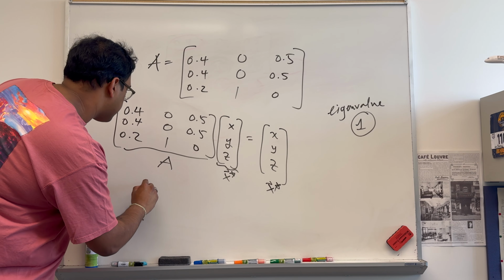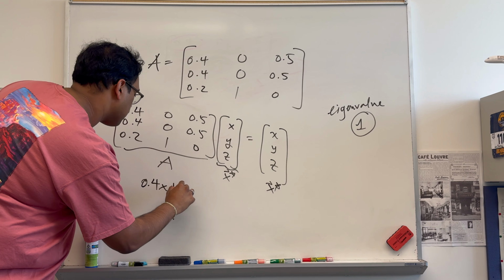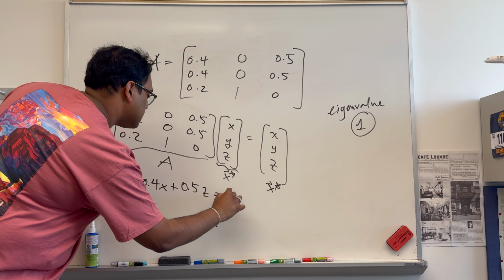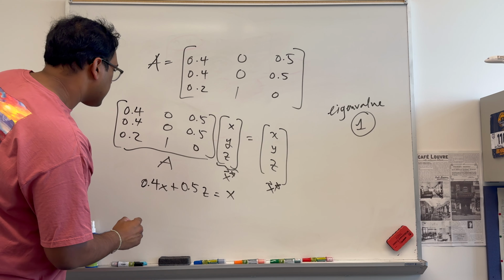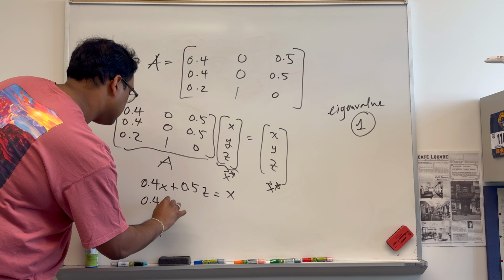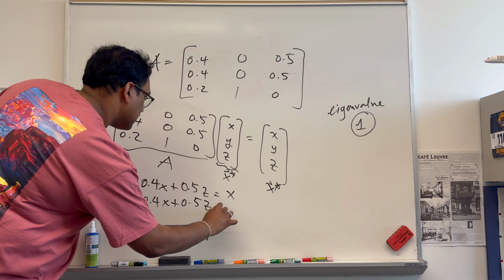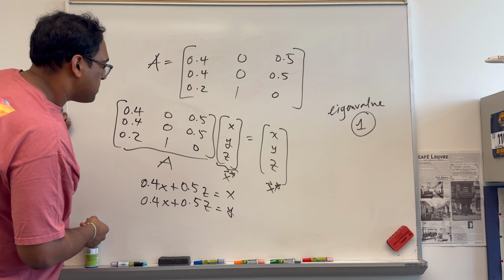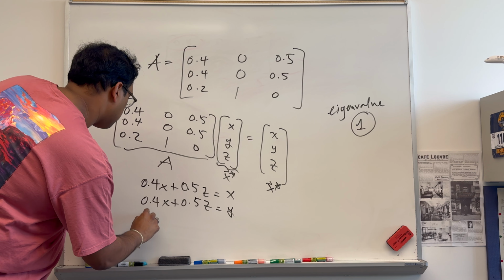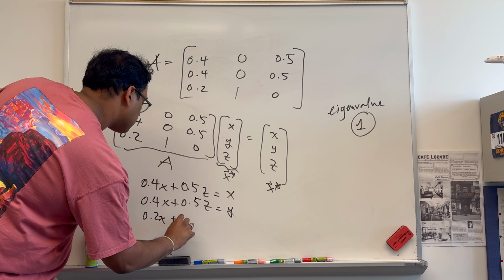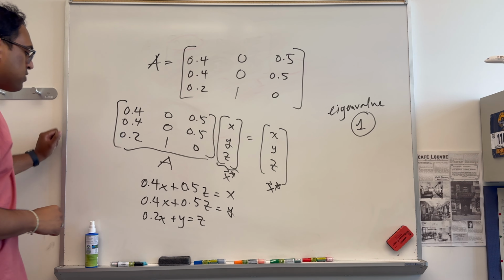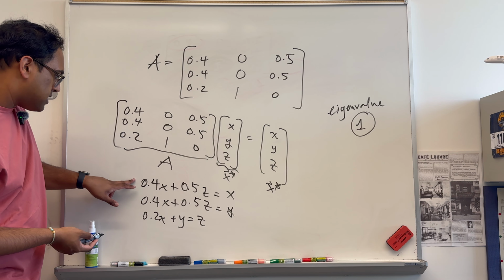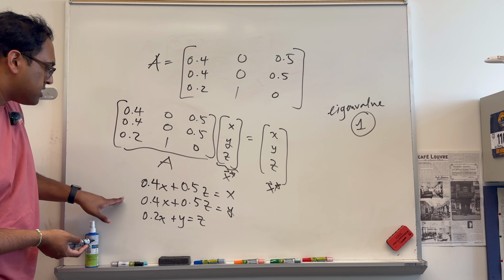Well, the first line tells me 0.4x plus 0.5z is equal to x. The second line tells me 0.4x plus 0.5z is equal to y. What that tells me right away is x and y must be equal. And then the last line tells me 0.2x plus y must be z. So I know x and y must be the same because they're being described by the same expression here.